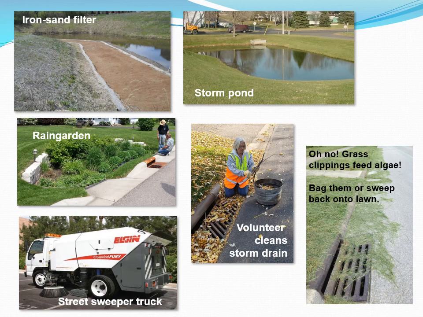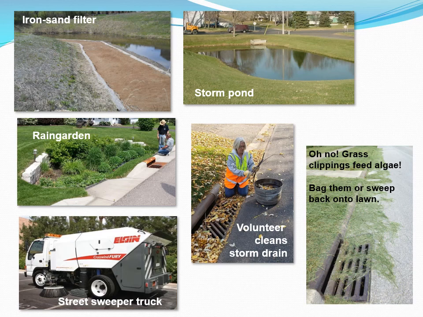There's an iron sand filter. It's like letting the pond water soak through a sandbar with iron filings in it. So that helps clean up some of the phosphorus. There's a picture of a storm pond where this is a pretty classic urban storm pond area. It just helps to let the dirt settle out, honestly, before it goes to the next pond or lake. Here's a picture of a rain garden.